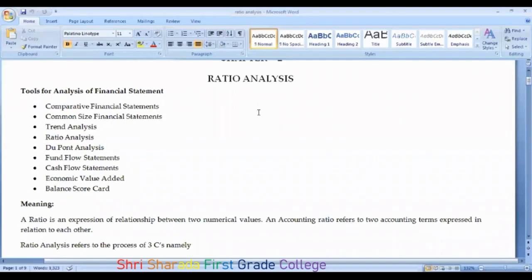The comparative financial statement, where two years of data are compared, and the analysis of the balance sheet and the income statement was done. And one more was the common size financial statement. Out of this also, the balance sheet analysis and the income statement analysis was done.